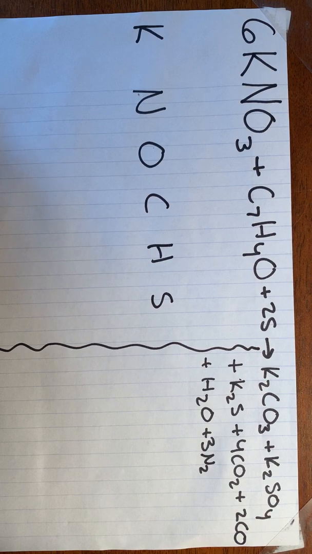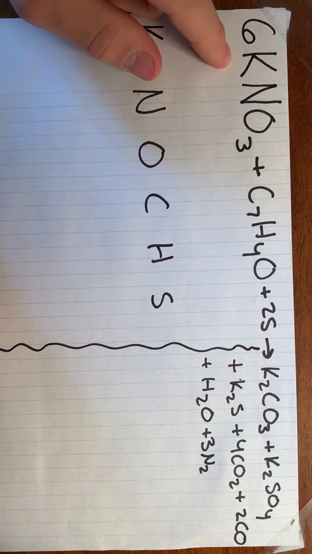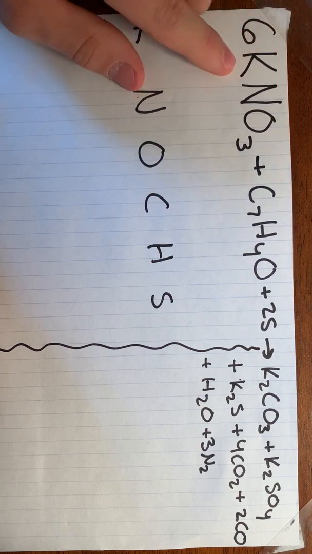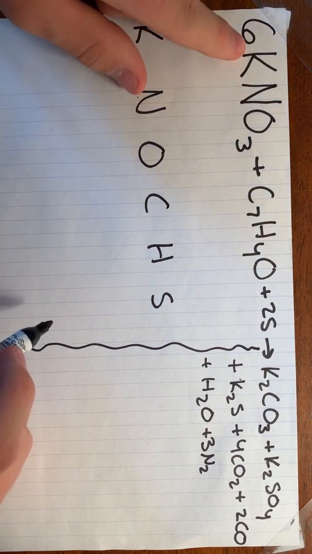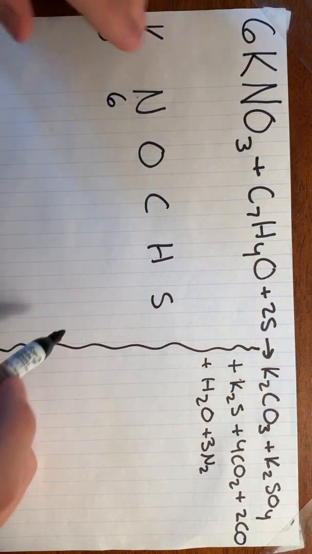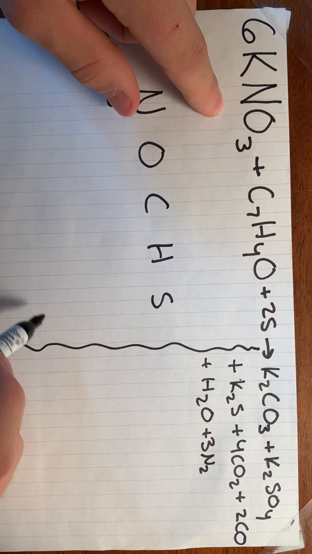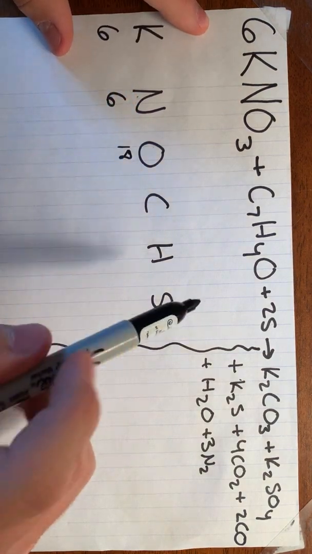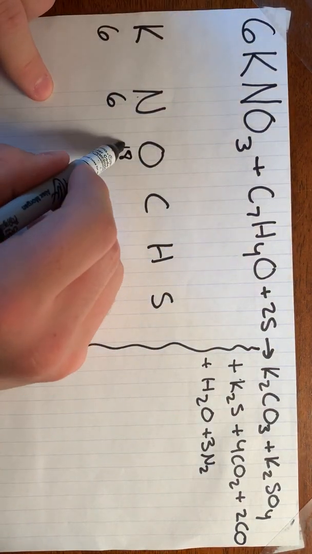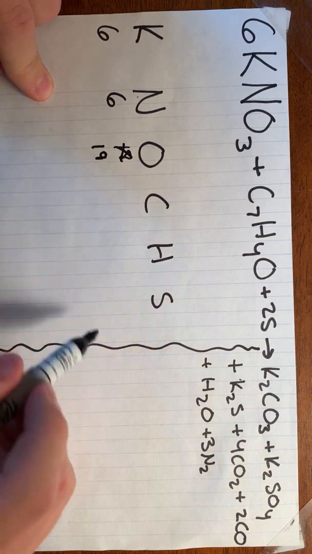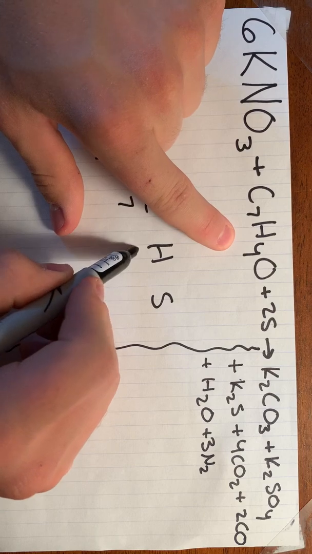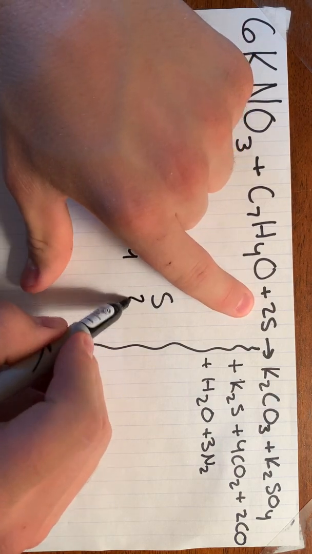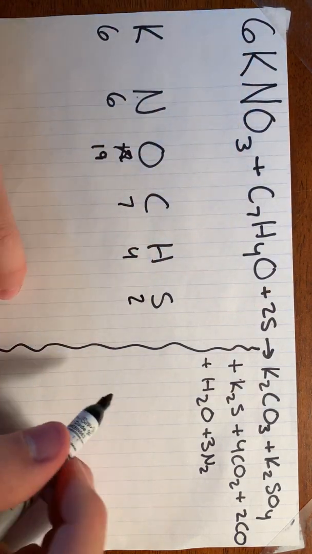Now in the reactants we can see that there's 6 potassium nitrate, and so what this means is that there's going to be 6 potassium, so we're going to write 6. There's 6 nitrogen, so there's 6, and then there's 6 times 3, which is 18 oxygen, but there's another oxygen right here, so we're going to cross that out and put 19. Then we see that there is 7 carbon, 4 hydrogen, and 2 sulfur. Now we're going to do the same thing on this side.